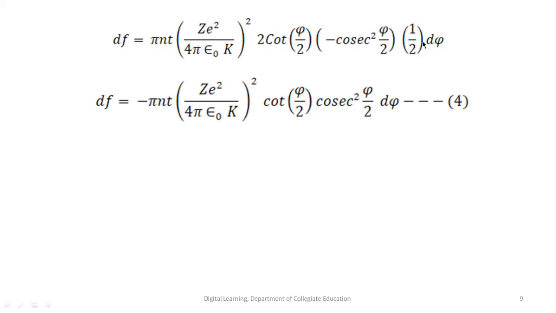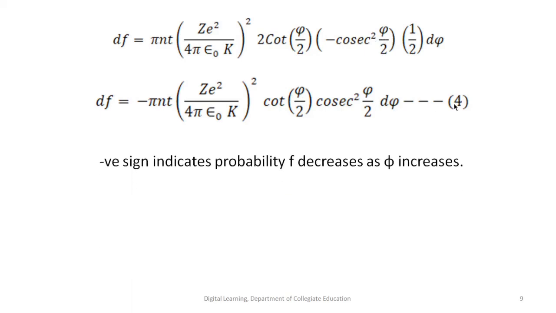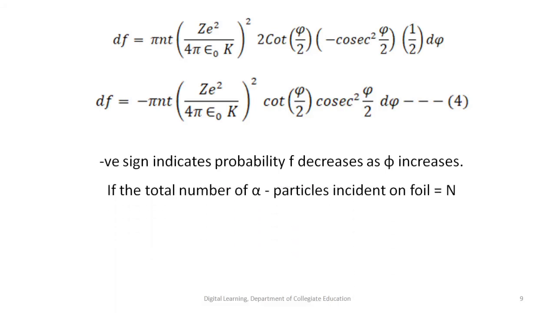This 2 and this 2 will get cancelled. Here cosecant square phi by 2 into d phi. Call this as equation number 4. Here the negative sign indicates that the probability of F decreases as phi increases. Angle ಜಾಸ್ತಿ ಆದಂಗೆಲ್ಲ probability ಏನಾಗುತ್ತೆ ಕಡಿಮೆ ಆಗ್ತಾ ಇರುತ್ತೆ.